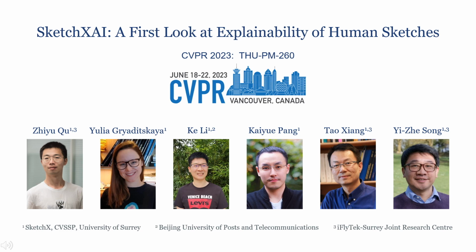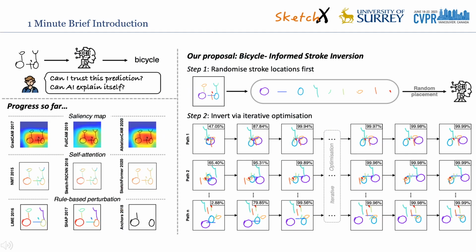I am Zhiyu, and I will talk in this video about our recent work, SketchXAI, a first look at explainability of human sketches. Most previous explainable methods for images generate heat maps, and most explainable methods for text analyze the attention of different words. Considering explainability of sketch modeling, none of these explainable methods works well. In order to address this issue, we demonstrate a new methodology for explaining AI decisions on human sketch data.